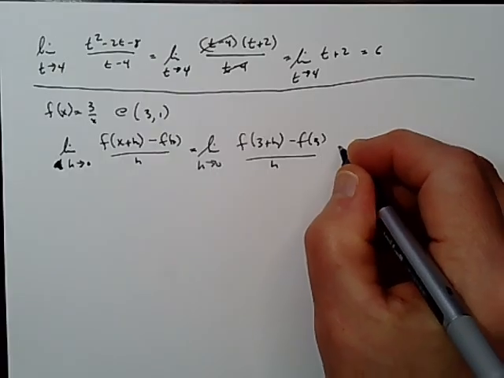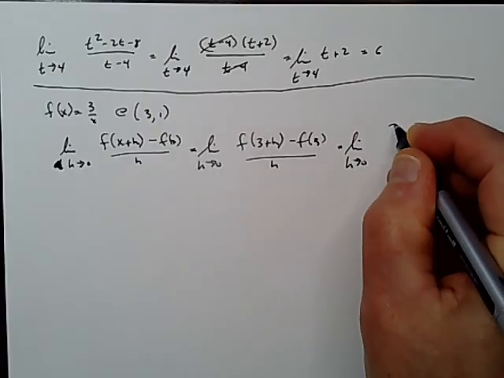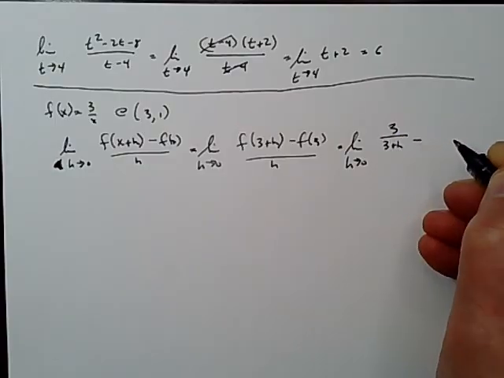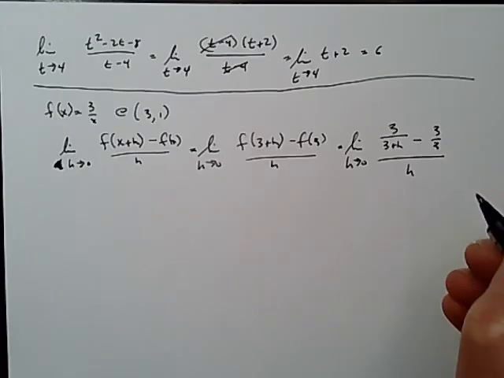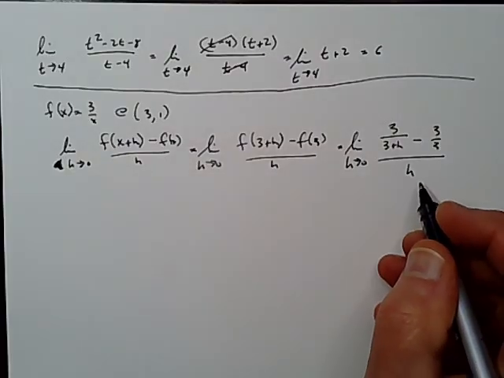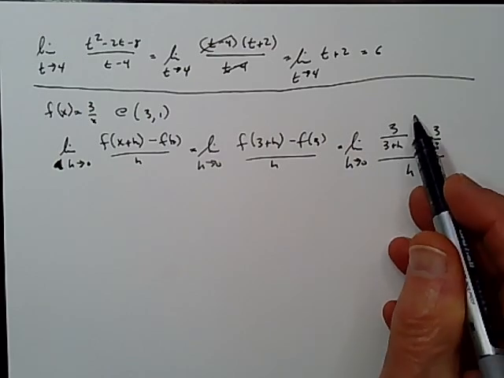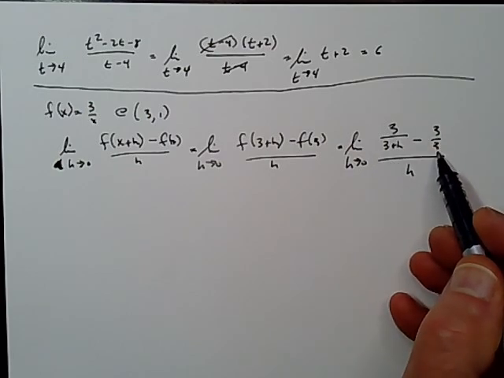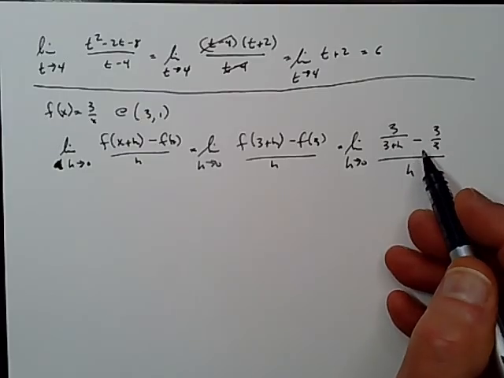Here I go. So that's the limit as h goes to 0 of 3 over 3 plus h, minus 3 over 3, all over h. I know 3 over 3 is 1, but I'm just trying to do it one step at a time. Anyway, I've got a combination of fractions in the numerator, so probably the simplest thing I can do is to try to figure out if I can break that down to a single expression in the numerator.